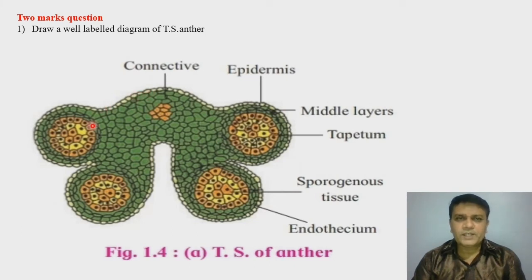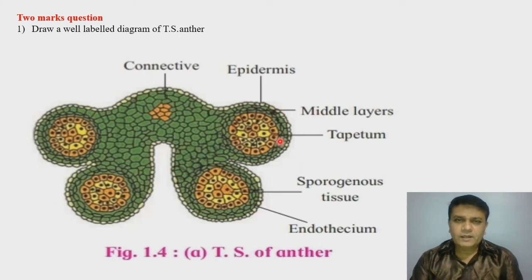Now you know the transverse section of anther shows the presence of 4 pollen sacs. Hence it is called a tetrasporangiate anther. Now TS of anther shows the outermost layer called epidermis. Then the next layer is called endothecium. Then next to the endothecium, 1 to 2 layers called middle layers are present.